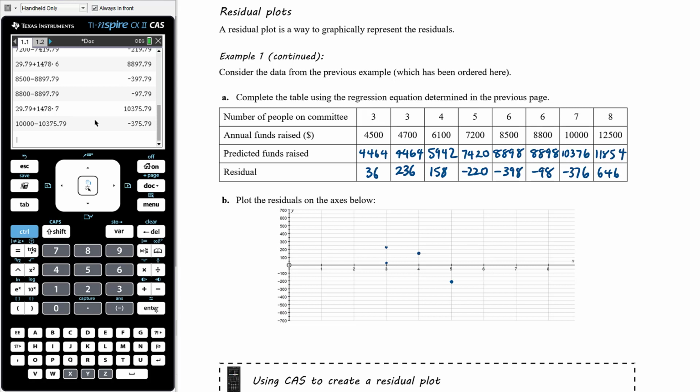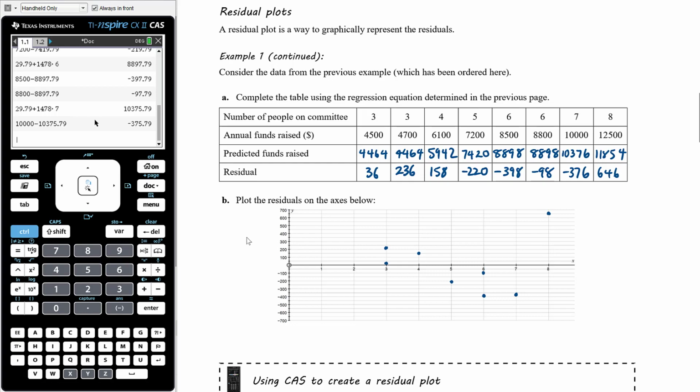Just going to make those dots a bit bigger so we can sort of see the plot. A committee of 6 people, we've got a residual of negative 398, so that's about negative 400 on this plot, so 100, 300, 400. We've also got another one that's about negative 100 for a committee of 6. Committee of 7, residual negative 376, so a bit less than that one, a bit more than that one really, and a residual of 646. So close to 650. And so that's our residual plot.